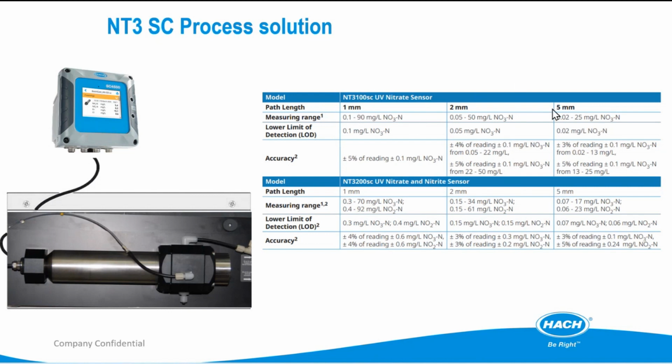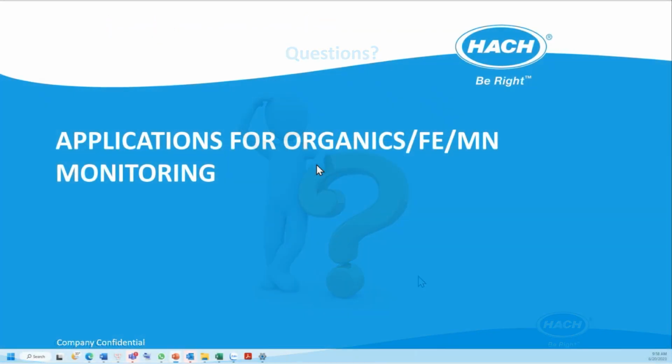And we have 3 different options based on the range. So for the range, we choose the right path length: 1 millimeter, 2 millimeter, or 5 millimeter. Normally for drinking water, the 5 millimeter path length is suitable. So the range will be from 0 to 25 milligram per liter nitrate. This one can be installed either immersion or bypass. If bypass, we use this bypass mounting panel. But of course, we can also install immersion as parameter.